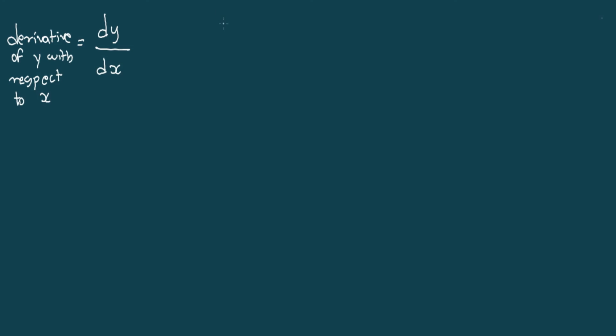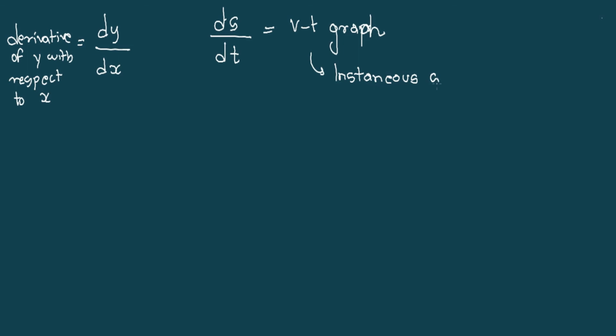Now, so what we did in our example was that we calculated the derivative of the distance time graph with respect to time. Yeah, and we got, what did we get? We got the speed time graph, which gave us the instantaneous speed. And so what we did again, let's revise what we did till now.